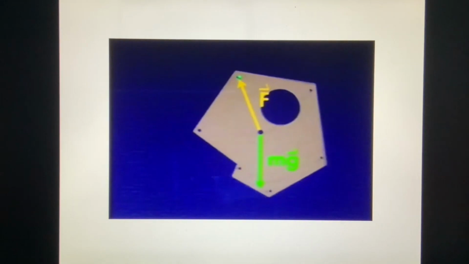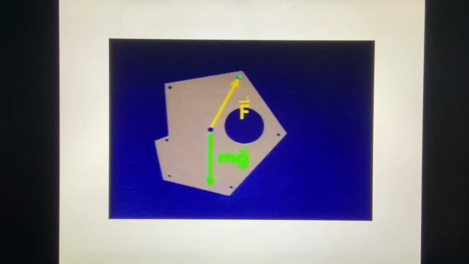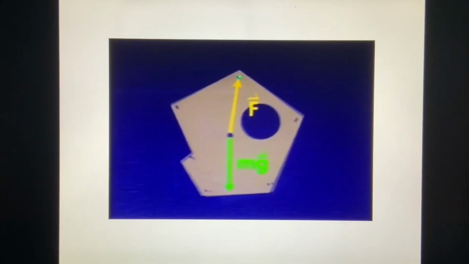This animation shows the forces acting on the sheet and the net restoring force that results when the center of mass is not below the point of support.